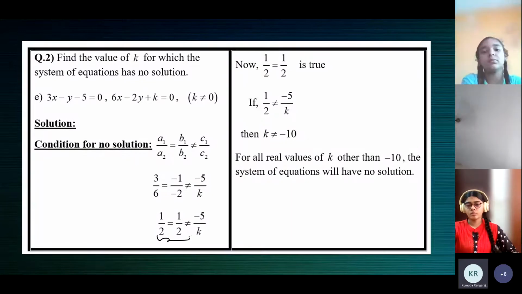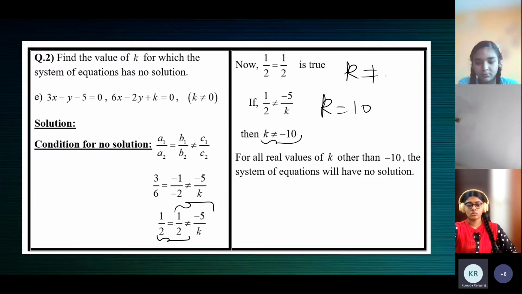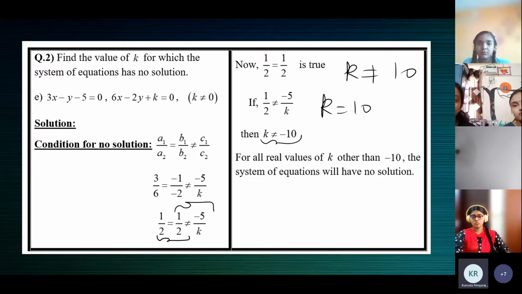This part is true. When you work this, you're getting k is not equal to minus 10. The meaning is there itself. We don't have to take too much strain to understand this. If you get k is equal to 10, that means k is only 10. Only when k is 10, it will have no solution. But if k is not equal to 10, that means k should not be 10. That means it can be anything other than 10.